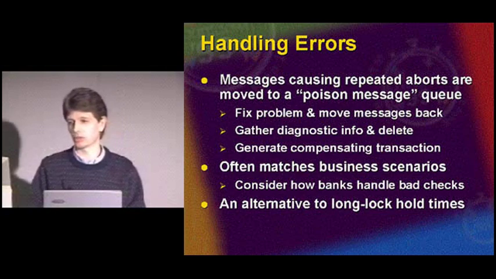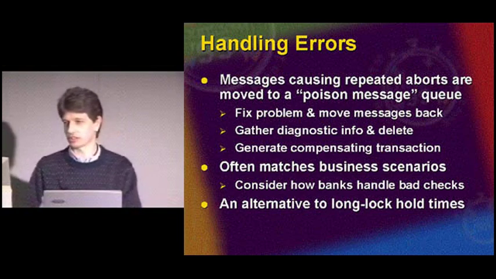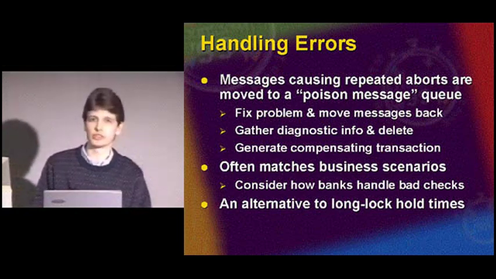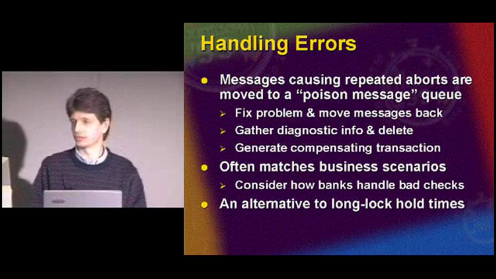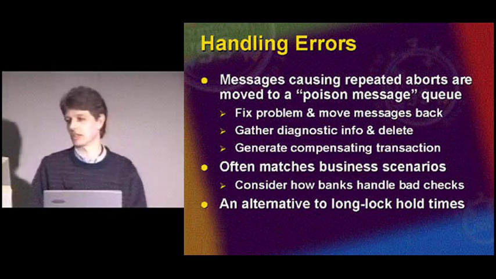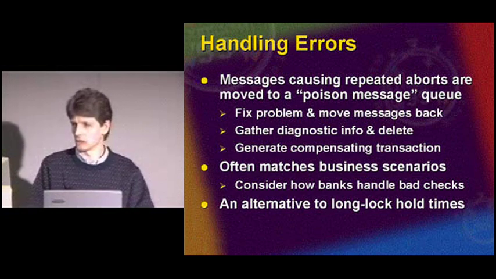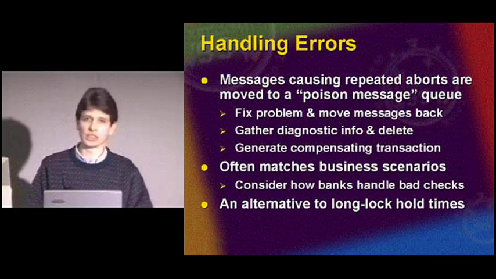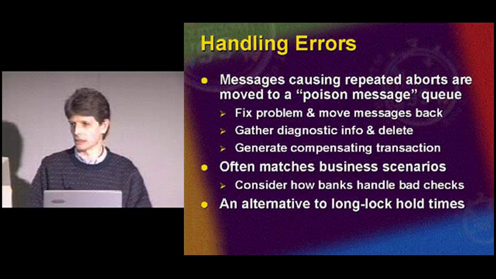So if you fix a problem with a server, say the client couldn't connect because of security issues, then you fix the security problem and can then move the messages back and get them retried. You may decide to gather diagnostic information and just delete the messages from the queues. Or you may generate compensating transactions. In the case of the travel agency, if the credit card failed and continually fails, you may decide to back out the entire request and send a message or mail back to the customer that the request had been aborted.